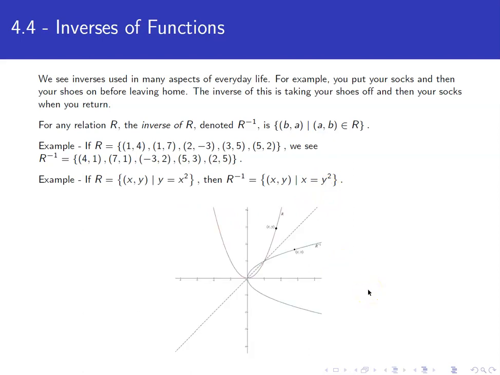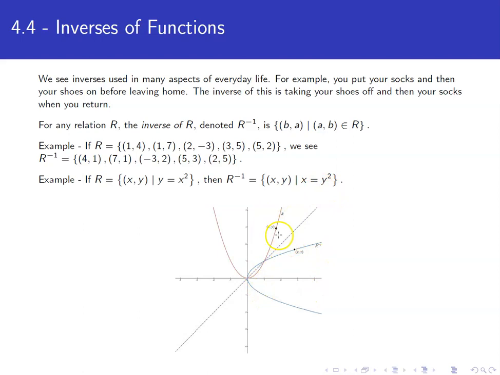If we look at a specific graph here, the red graph is the graph of the original relation, or in this case, like I said, the original function, y equals x squared. Then the graph of the inverse relation, where we flipped the roles of x and y, we get a sideways parabola, x equals y squared.